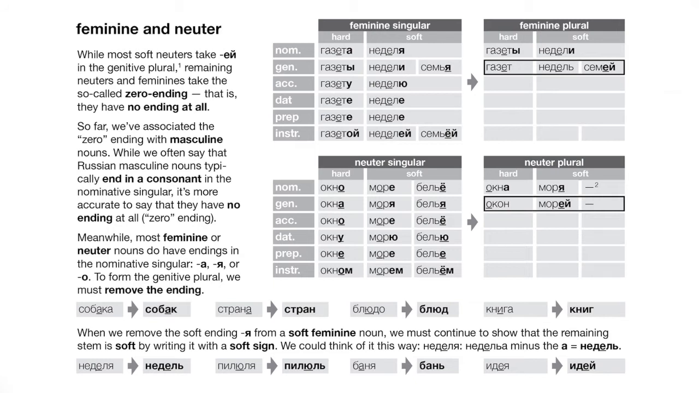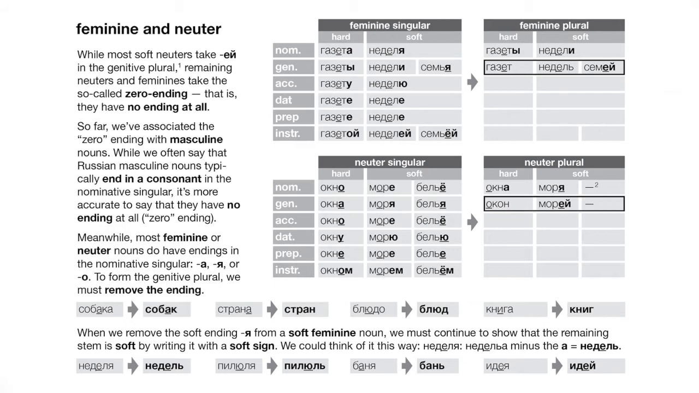So we have zero ending, and then what about soft feminines and neuters? There we also typically get the yay ending we already saw in the masculine, right? So, for example, nedelya, that's a soft feminine, right? Now, with that one, I misspoke a little bit. With feminines, we don't normally get the yay. We get a zero ending still, which in this case would be nedel.